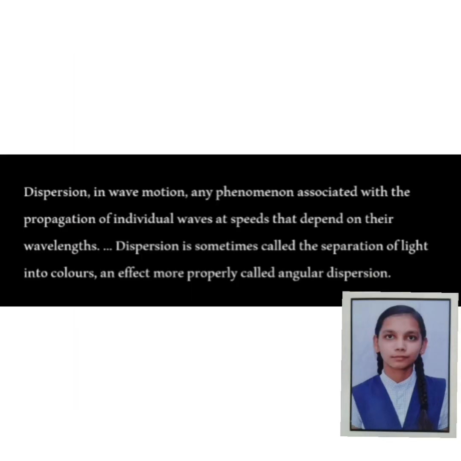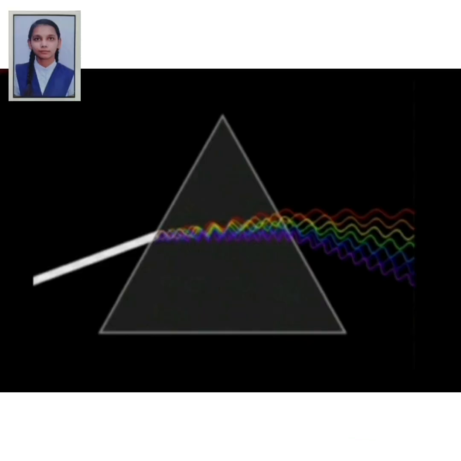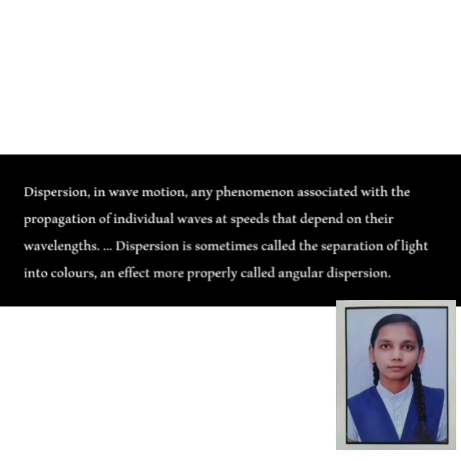Dispersion in wave motion: any phenomena associated with the propagation of individual waves at a speed that depends on their wavelengths. Dispersion is sometimes called the separation of light into colors, an effect more properly called angular dispersion.